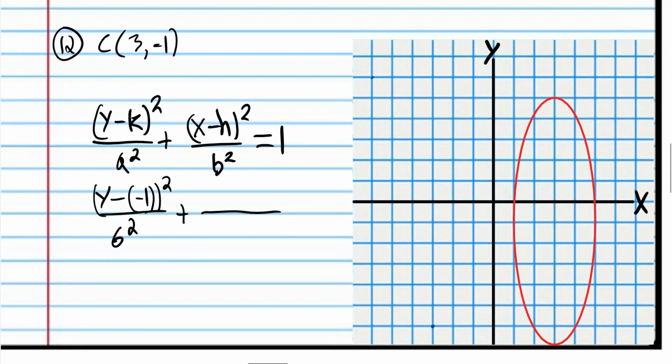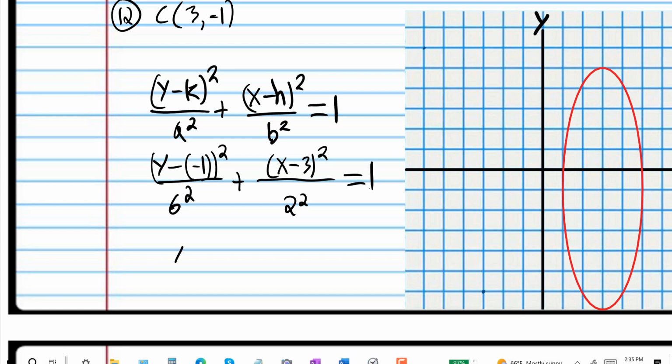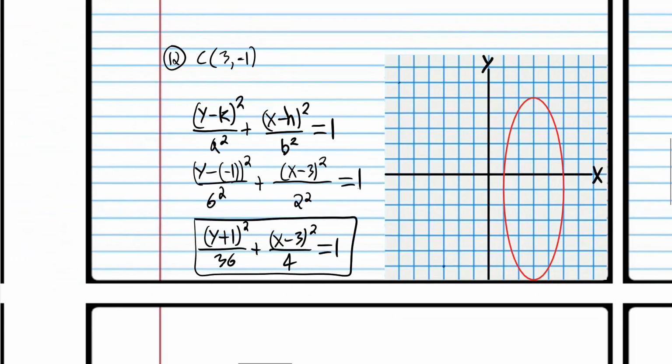B is the distance from the center to the side of the ellipse. Again, it's half the distance of the minor axis. This is the minor axis, so that's 2. And we have x minus the x value of the center. So let's simplify. We have y plus 1 squared over 36 plus x minus 3 squared over 4 is equal to 1. And there you go.